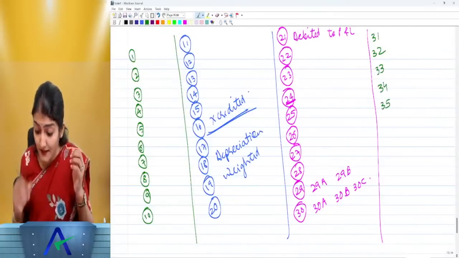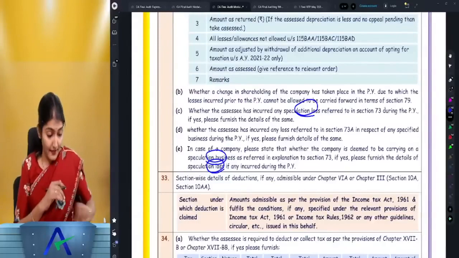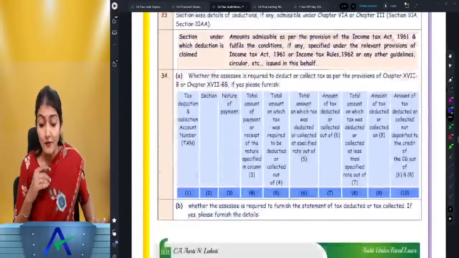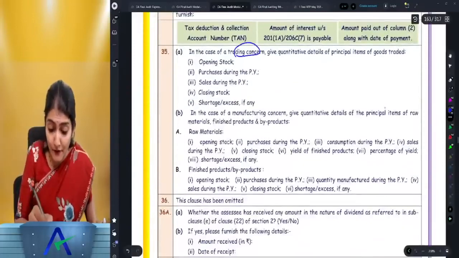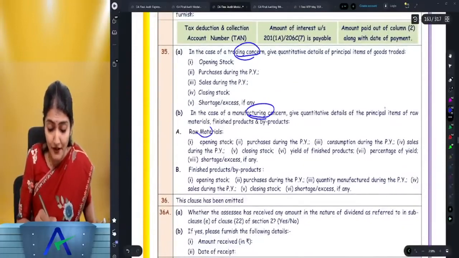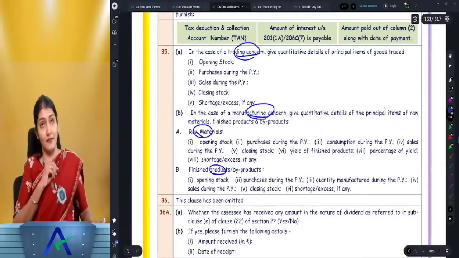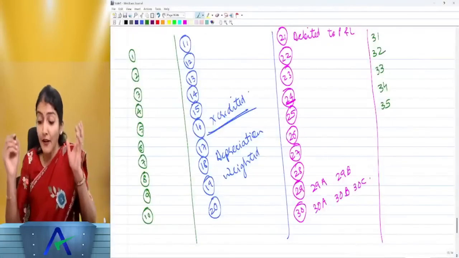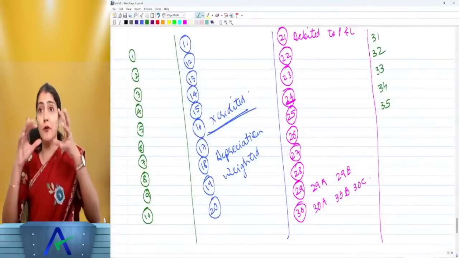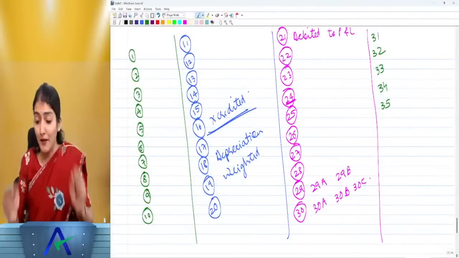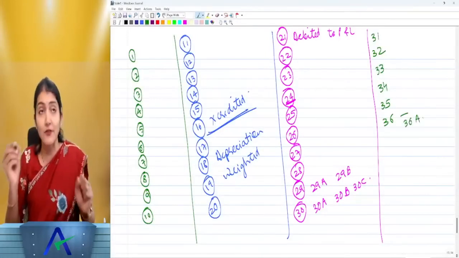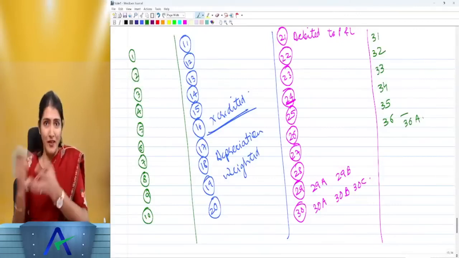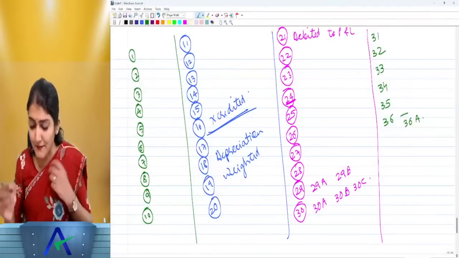35 is the quantitative details. This is a favorite one again. Quantitative details in case of a trading concern and in case of a manufacturing concern, raw material, finished products. 36 has been omitted. However, you have 36A, which is regarding the deemed dividend, whether the assessee is in receipt of any deemed dividend.